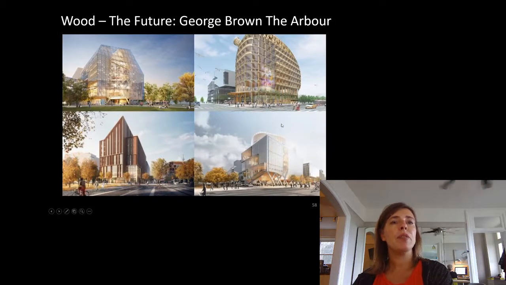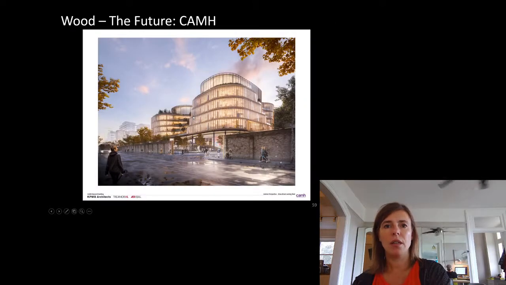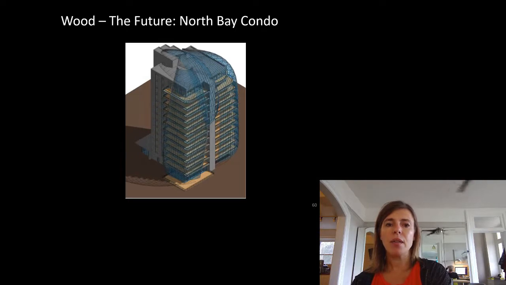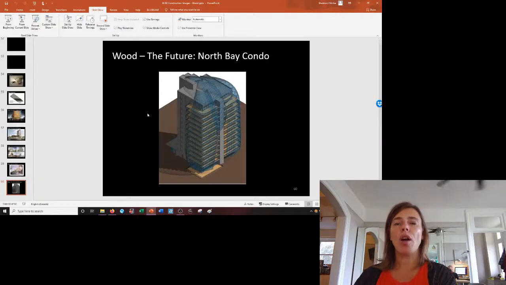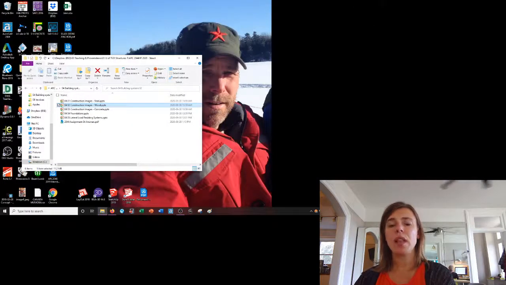This was a competition for George Brown called the Arbor. This was the project that Dave and I worked on. This was ultimately the winning project. They're all really gorgeous options. CAMH, another wood contender. And in North Bay, surprisingly, one of the tallest wood buildings happening in Canada is in North Bay, which is really cool. So that's our wood lecture slides.